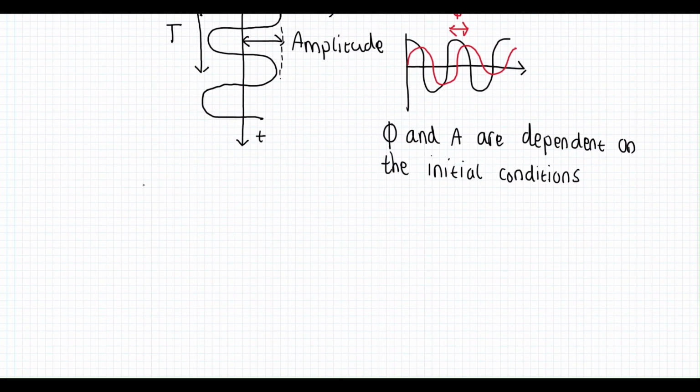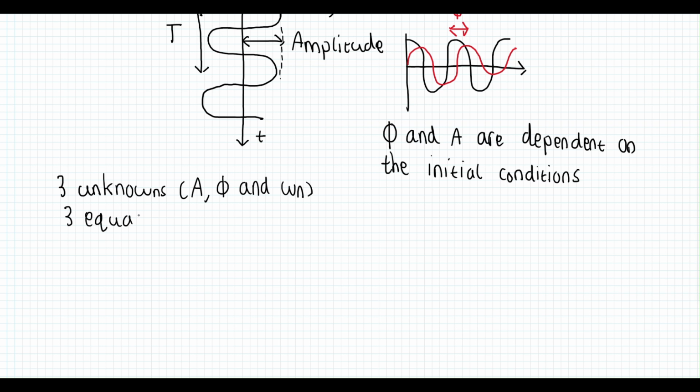So now we know that we have three unknowns, those being A, phi, and omega n, and we have three equations. So we can solve for each one of those unknowns.